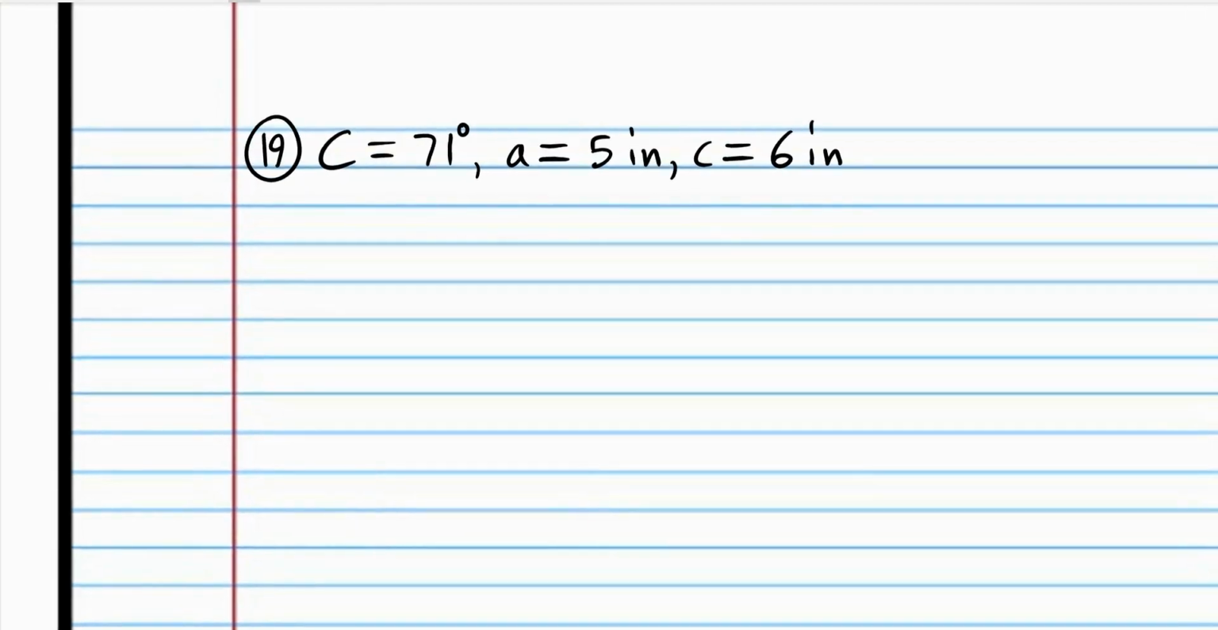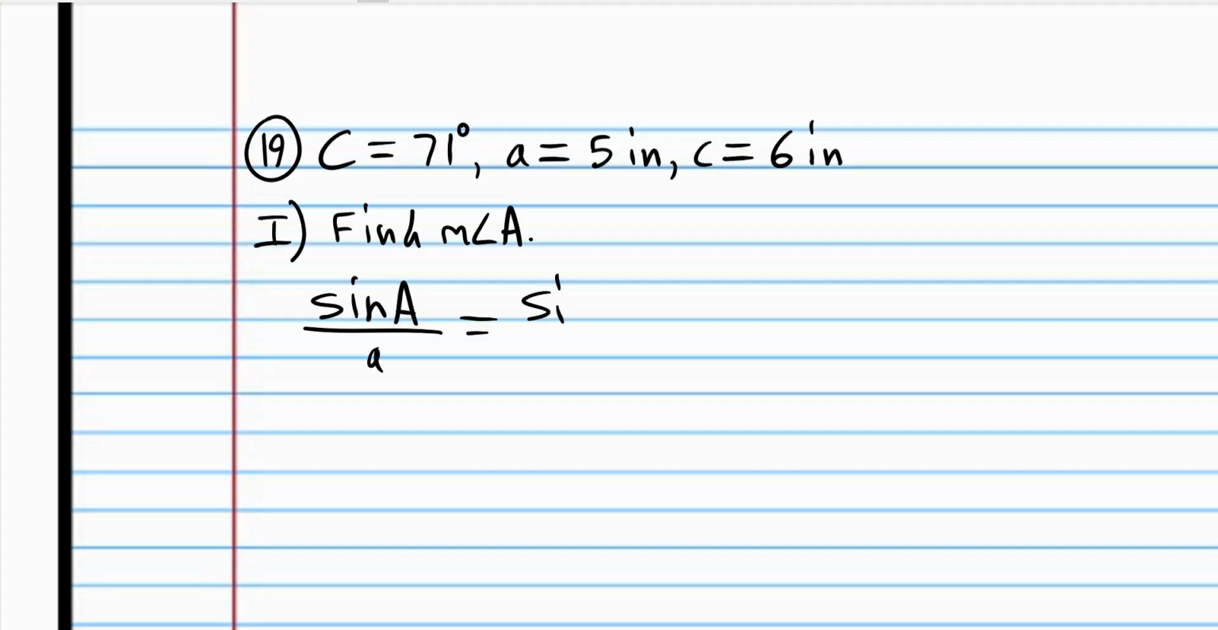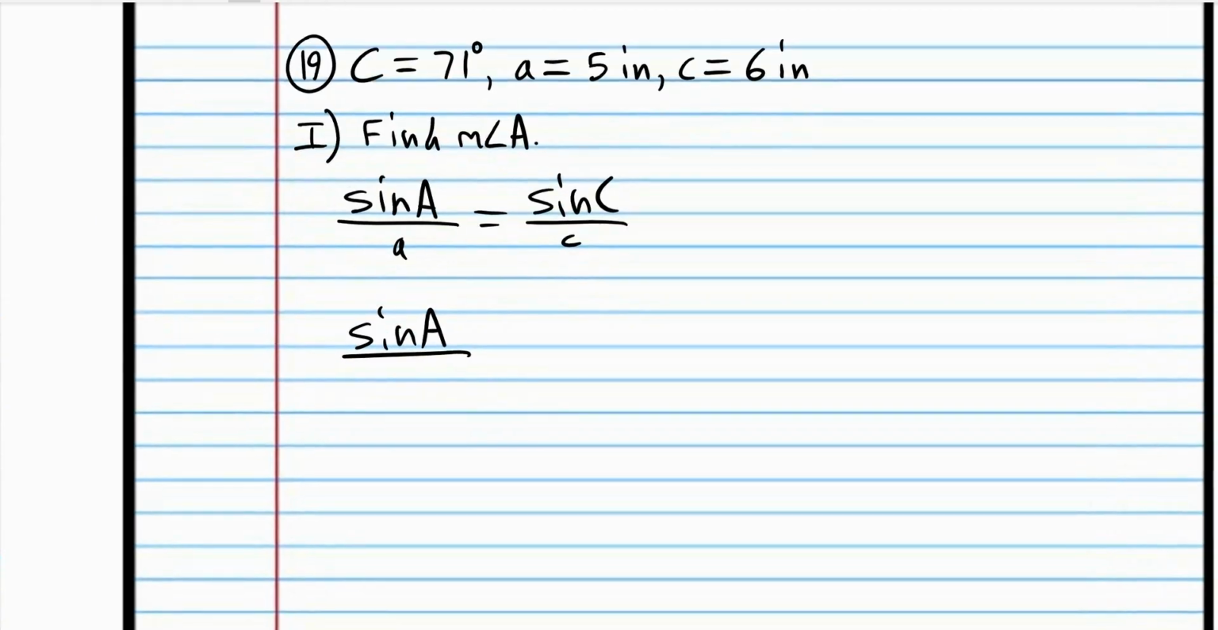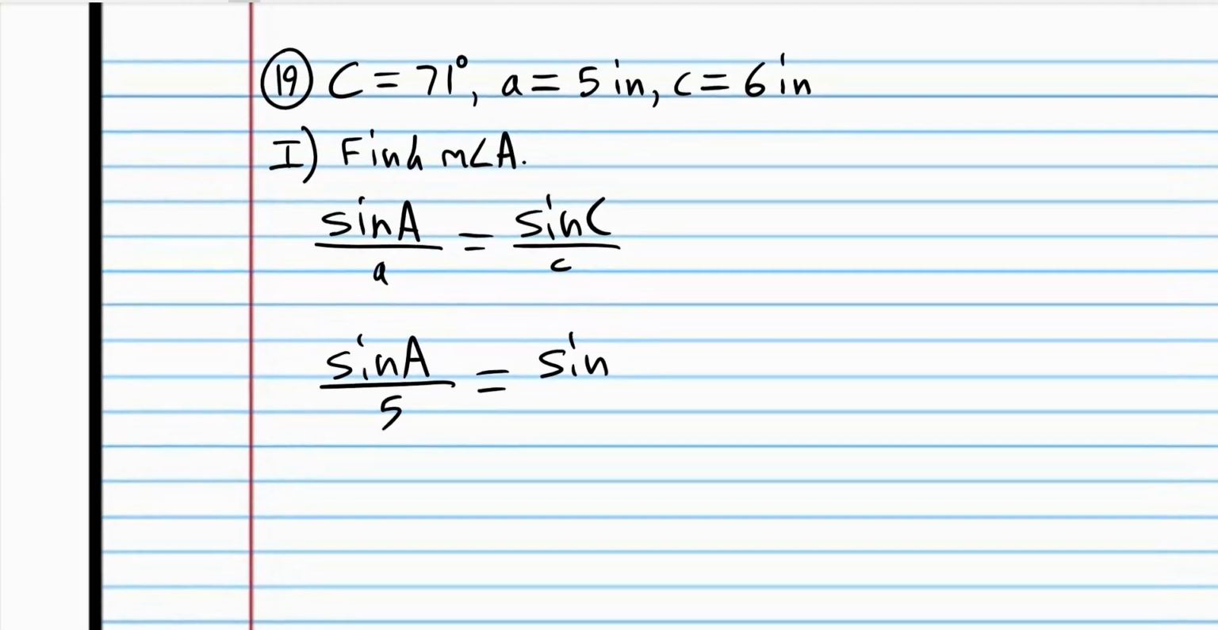So let's go ahead and try this. On step 1, we're going to try to find angle A, or the measure of angle A. So we're going to use the law of sines. Sine A over A is equal to sine C over C. So remember, whenever you use the law of sines to find an angle, you have to be careful because your calculator might give you the wrong number.